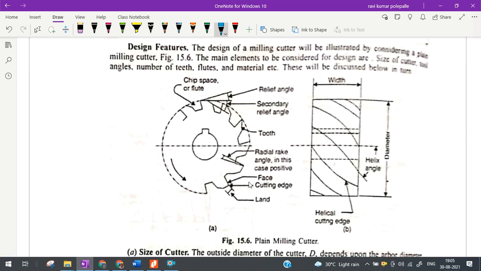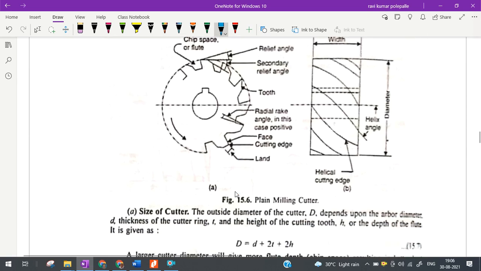So radial rake angle. You may find the tooth inclined backwards. Some portion is straight, I mean inclined by a small quantity. The later portion is inclined by a large quantity. Primary relief, secondary relief. Rake surface and the cutting edge, and some straight portion which we call the land.